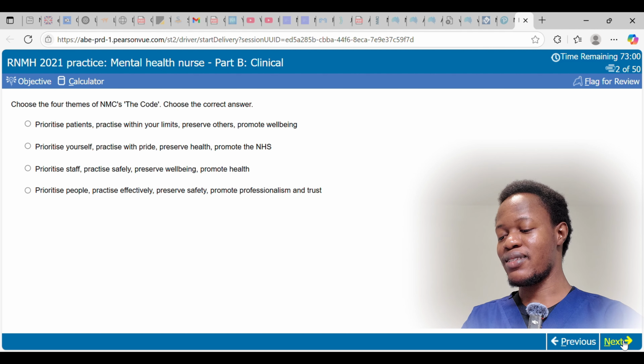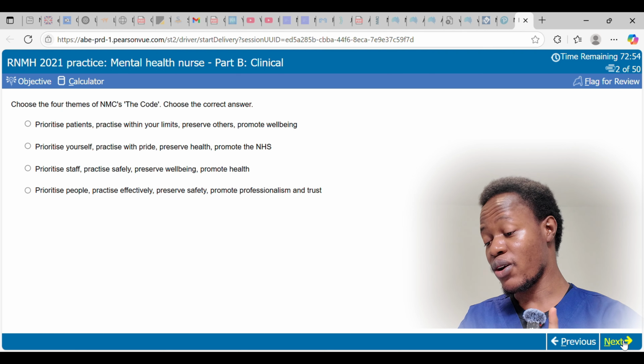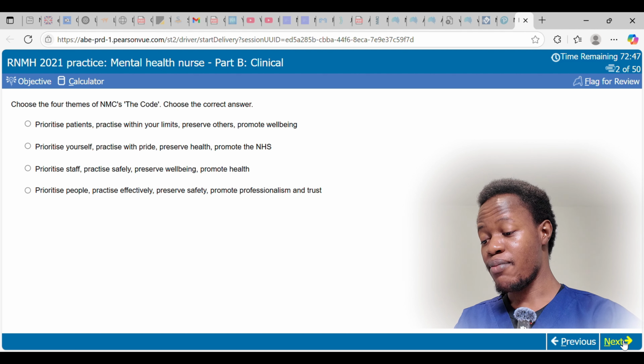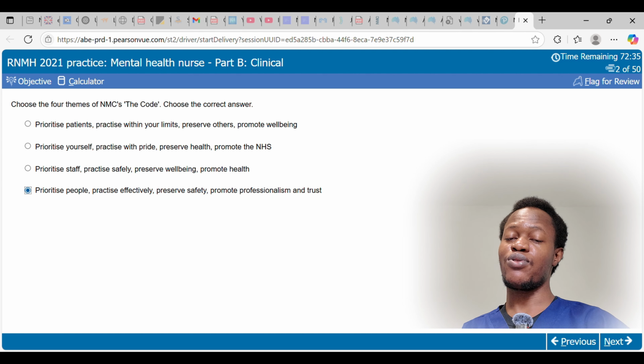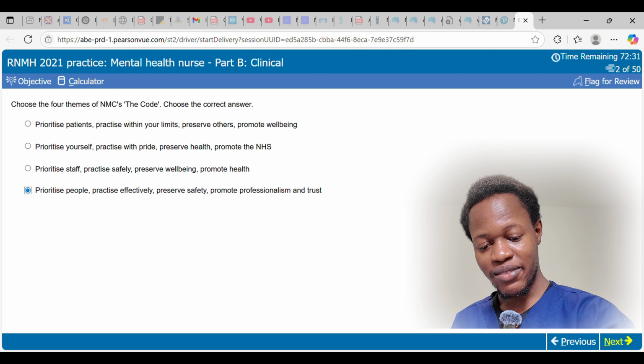Option A says prioritize patients, practice within your limits, preserve others, promote well-being. No. B says prioritize yourself, practice with pride, preserve health, promote the NHS. No. C says prioritize staff, practice safely, preserve well-being, promote health. No. D says prioritize people, practice effectively, preserve safety, promote professionalism and trust. Yes, that is our answer.